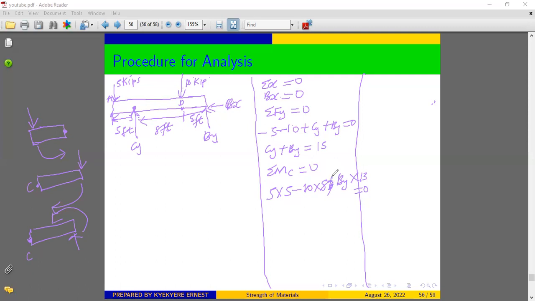And from there, when we do the analysis, you find out that By will be equal to 55 over 13. And from there, By will be equal to 4.23 kips.